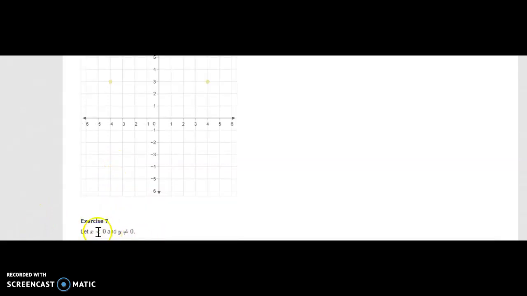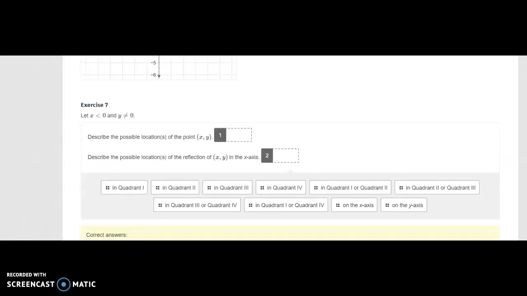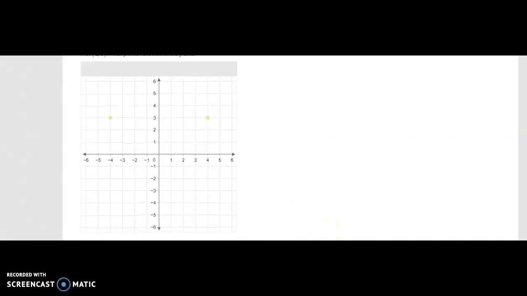Now, this is what exercise 7 says. It's a totally different question. So let's forget about the last one. Okay, but we're going to use that graph for a second that we just had. Let x be less than 0, okay? So if x is less than 0, here's x, this line right here, it has to be over here. So what two quadrants can it be in? It could be in this quadrant, or it could be in this quadrant, okay?